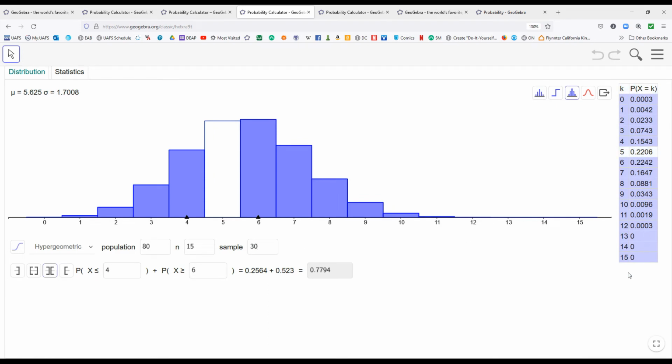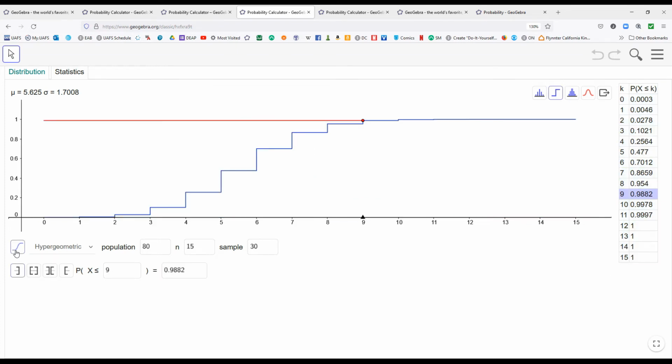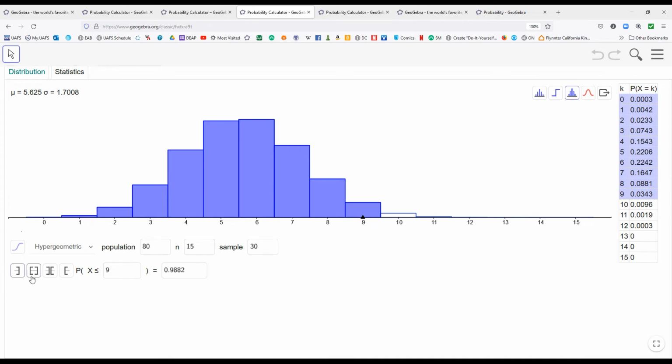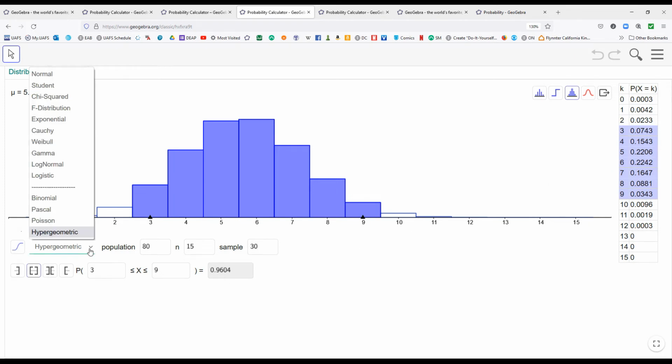Okay. And again, you can do this same thing. You can see the table here. That's for the PDF. We can see the CDF there. We can see an in-between probability, like between 3 and 9, say. And we can see that shaded, these figured out and added up to be that. So it's a pretty cool little calculator.